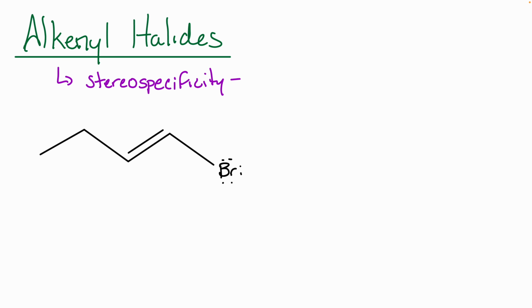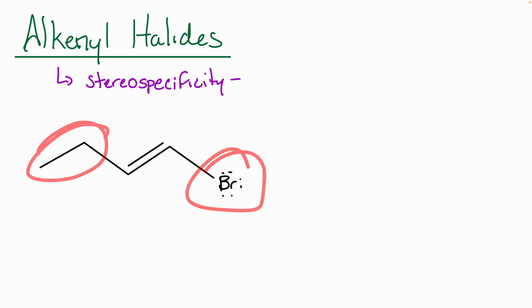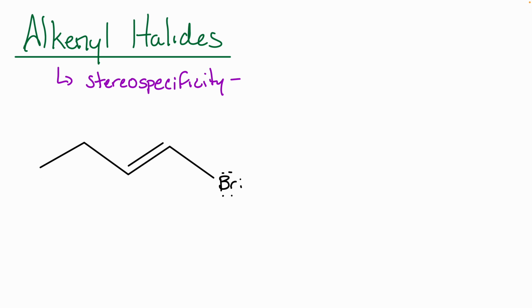Because this is a specific stereoisomer of my alkene here, I have this ethyl group on the opposite side of this bromo group. So this would be what? E or Z? Are they on the same side? No. This one's on this side, and this one's on the opposite side. So here's my E stereochemistry.